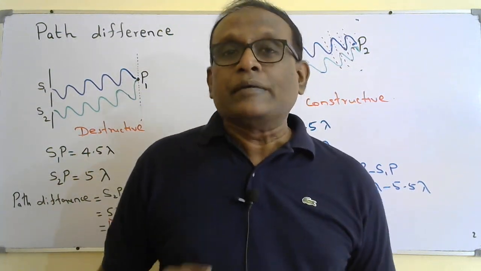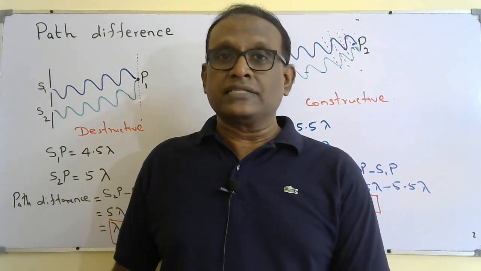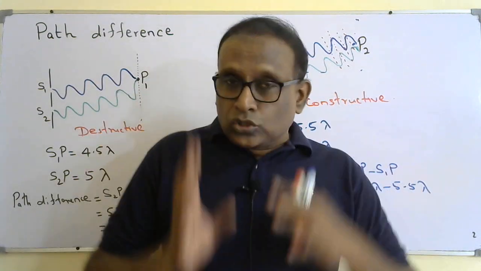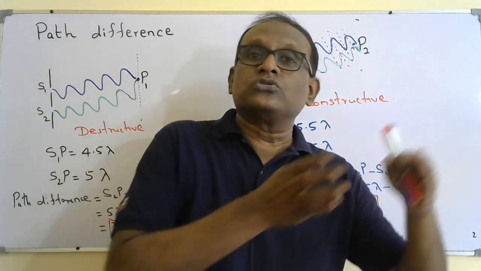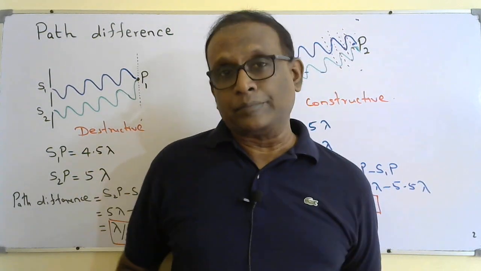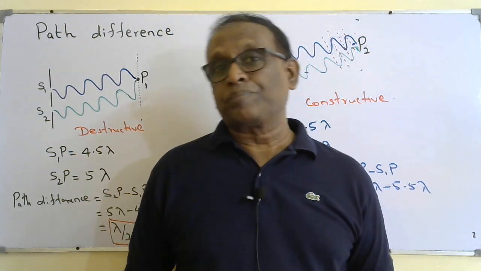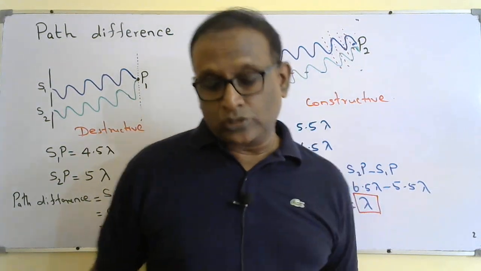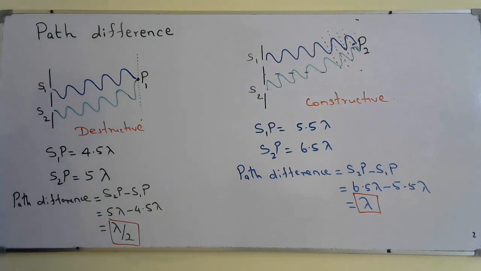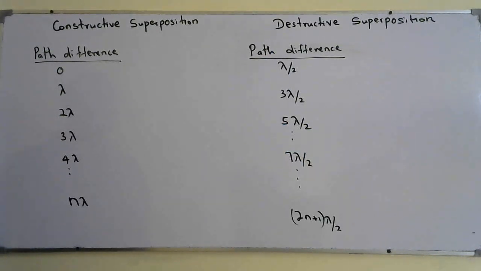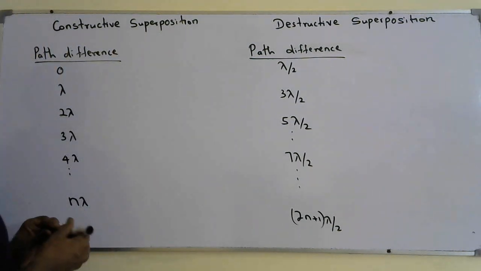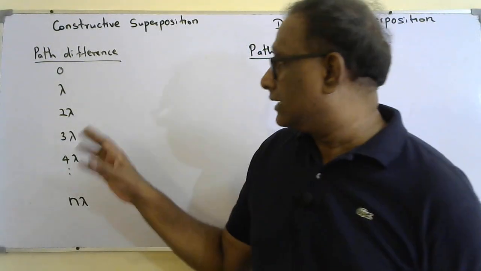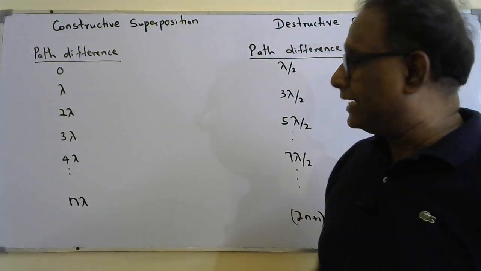So we must remember the required path differences in space to have constructive superposition, and the required path differences in space to have destructive superposition. You must remember, that won't be given in the data sheet. I'll write it on the board now. So to have constructive superposition, the required path difference should be 0, lambda, 2 lambda, 3 lambda, 4 lambda, and n lambda, where n is an integer.